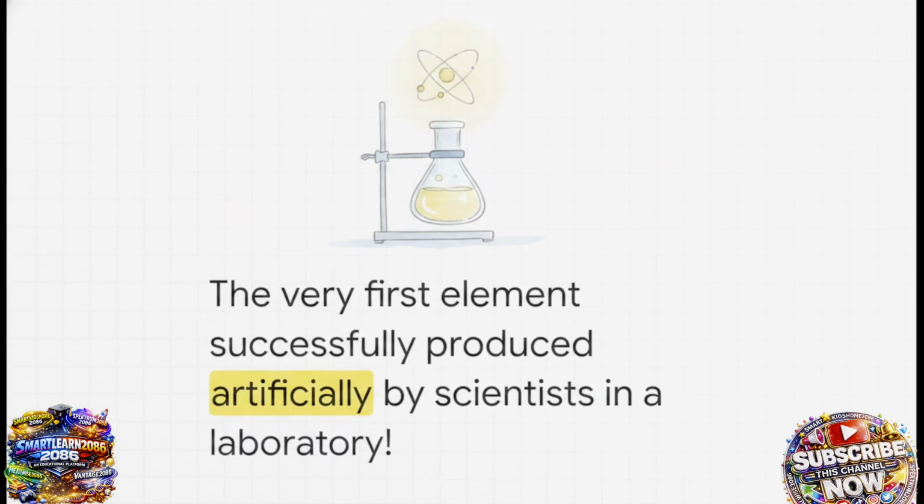Actually, before we move on, I've just got to share this incredibly cool piece of scientific history with you. While most elements we interact with occur completely naturally, humanity has actually learned to create some on our own. Take technetium, for example. This was the very first element successfully produced artificially by scientists in a laboratory. We literally played the architects of matter to forge a brand new, pure element. I mean, how amazing is that?